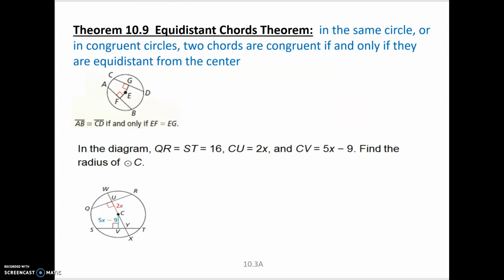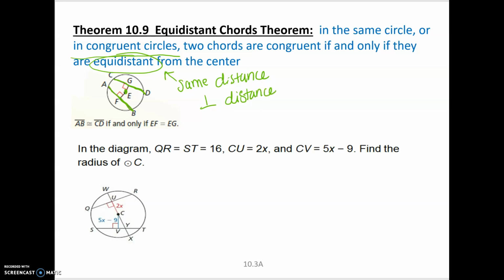Okay, the last thing we're going to talk about in section 10.3 is theorem 10.9 here, which is our equidistant chords theorem. This says in the same circle or congruent circles, two chords are congruent if and only if they're equidistant from the center. So remember that equidistant just means they are the same distance from the center. Okay, so chord CD is the same distance away from E as chord AB. That's what it's saying. They're the same distance away, and that distance is the perpendicular distance.